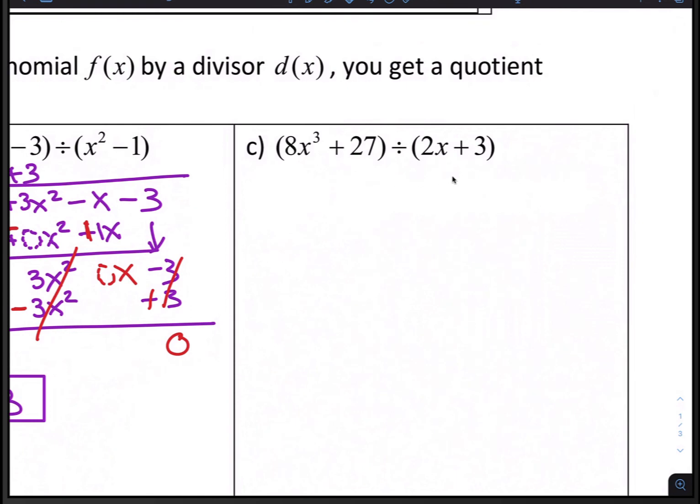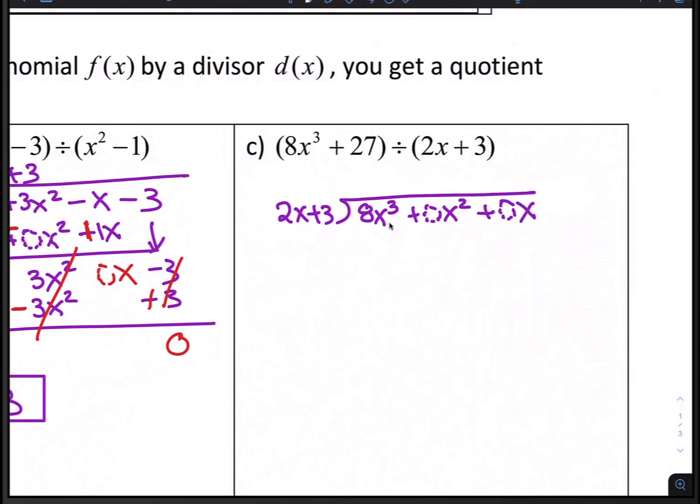All right, and here is C. Our divisor is 2x plus 3, which goes on the outside. Our dividend is 8x cubed plus 27, but here's where we must be careful. We have to have a placeholder for every exponent from the highest to the lowest. So starting with the 8x cubed, we must have a placeholder for the x squared term. So we're going to write 0x squared. We also have to have a placeholder for the x term, so we're going to write 0x. And finally, we put 27 on the end.